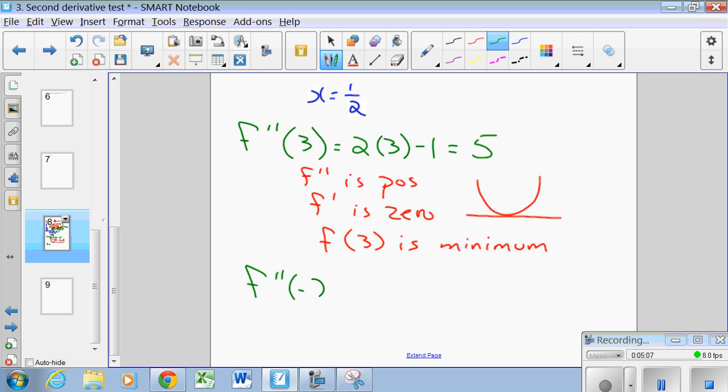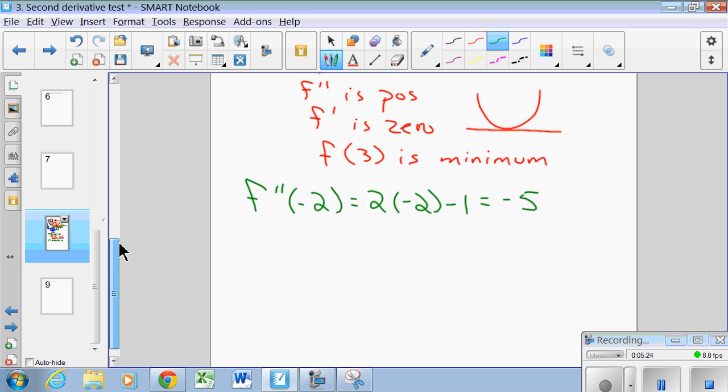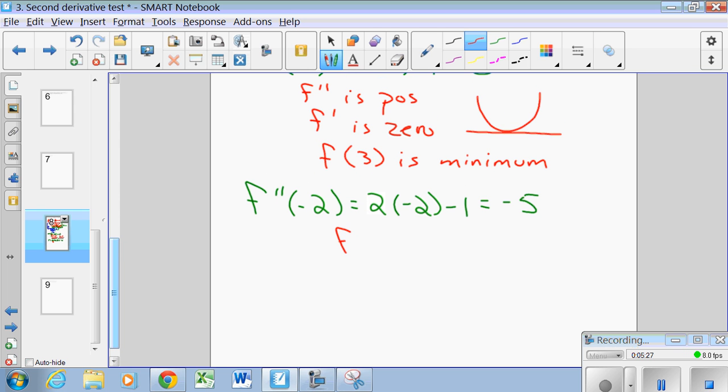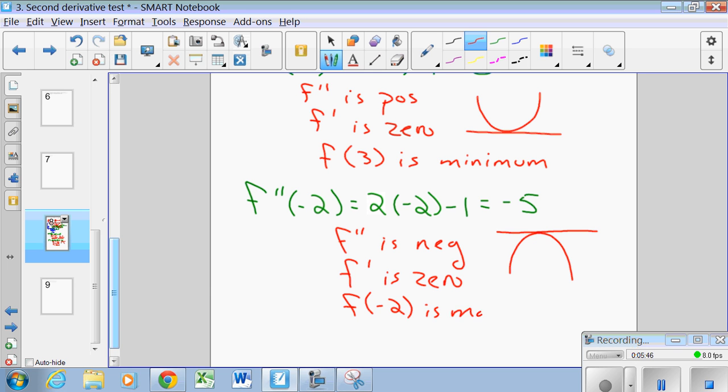So what is the second derivative of negative 2? I'm thinking that's negative 5. So let's go through that same kind of 1, 2, 3 process. First thought, my second derivative is negative, which means it's concave down. Another thought is my slope is 0, so it has to be at that point. And then the last thing I get to say is that when I put negative 2 in there, it has to be a maximum.